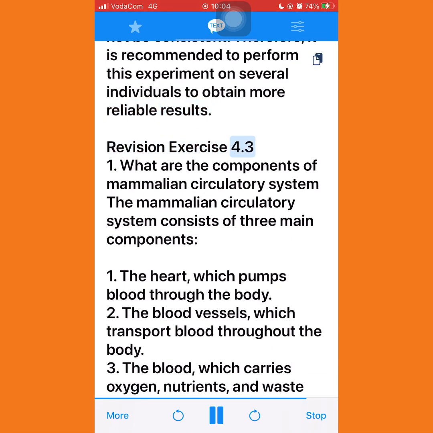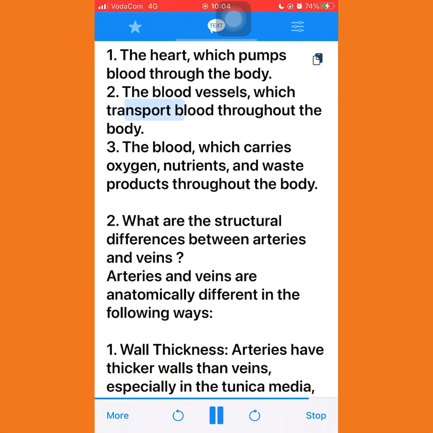Revision exercise 4.3. 1. What are the components of the mammalian circulatory system? The mammalian circulatory system consists of three main components. 1. The heart, which pumps blood through the body. 2. The blood vessels, which transport blood throughout the body. 3. The blood, which carries oxygen, nutrients, and waste products throughout the body.